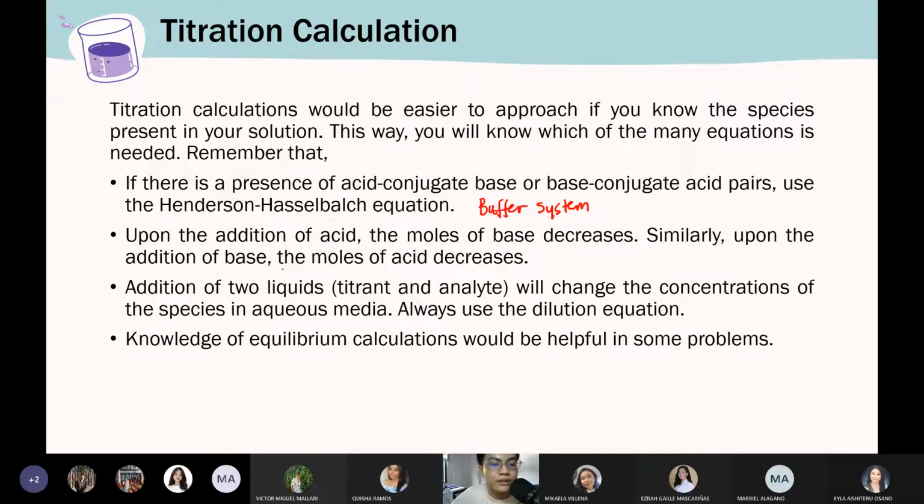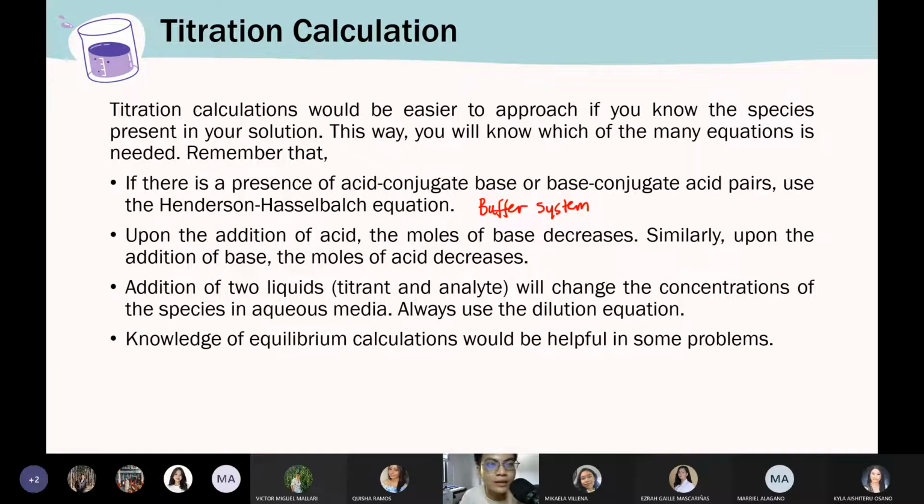And what else? During the buffer discussion in the laboratory in the previous chapter, in the asynchronous video, we know that when we add acids, the amount of bases decreases. Kapag nag-add ka ng acid, bumababa yung base. And vice versa. Pag nagdagdag ka naman ng base, mababawasan yung acid. In a sense, yung nababawasan means that nagre-react sila to form the product. So if you add acid, mababawasan yung base kasi they are being converted into the product.